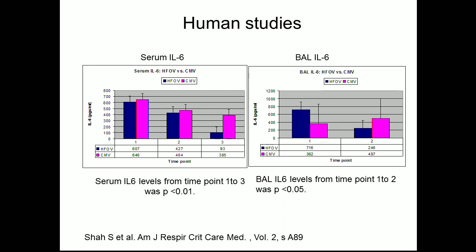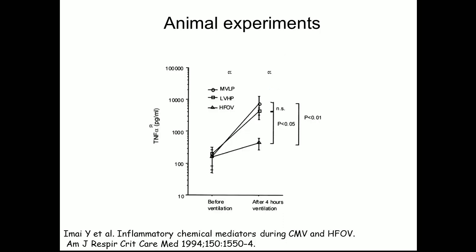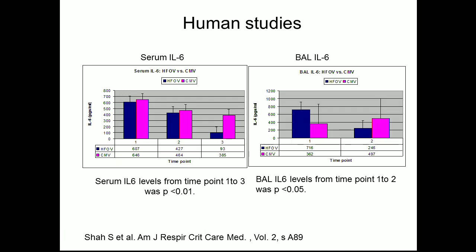And this was part of my MD, where we looked at lavage and serum cytokines in patients on high-frequency oscillation versus conventional ventilation. You see there's a significant drop in serum IL-6 and a relative drop in BAL IL-6 at different time points, again suggesting that this could be a more lung protective strategy in terms of cytokines at least.